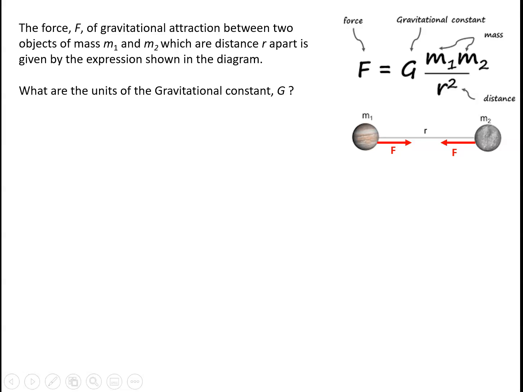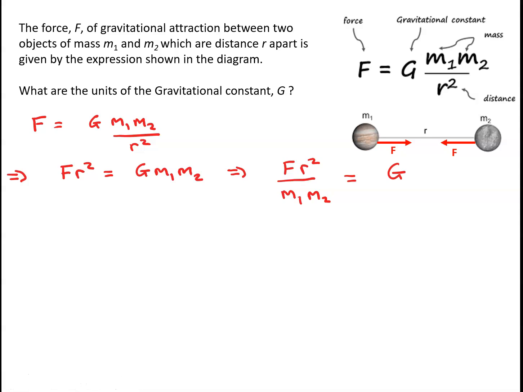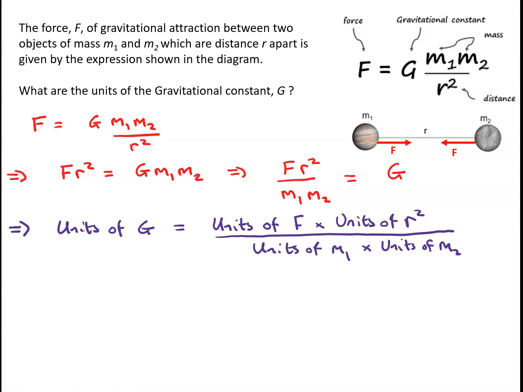In order to do this, we start off with the equation and rearrange the equation to make big G the subject of the formula. So we can first of all write F times r squared equals G times m1 m2, and deduce that F times r squared divided by m1 m2 must equal G. So we can say that the units of G must be the units of F times the units of r squared divided by the units of m1 times the units of m2.